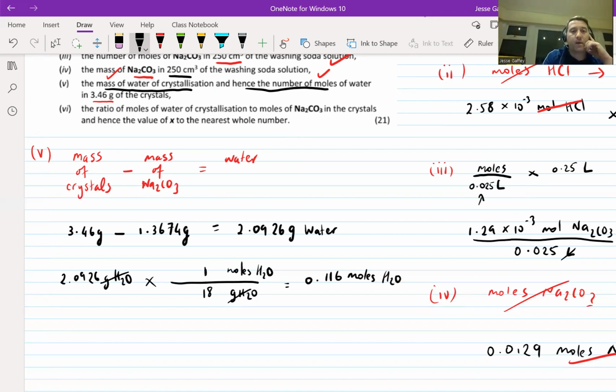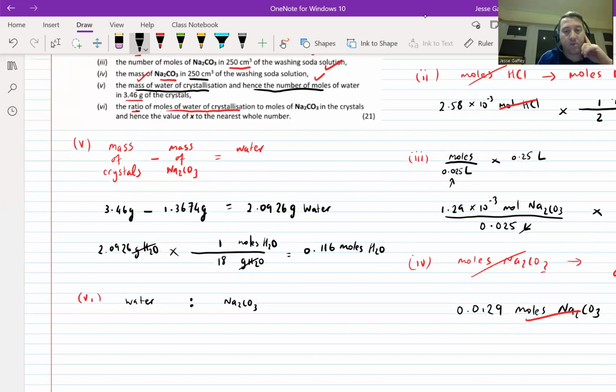All right, there's one more bit here, so there's quite a lot going on, but we're just following exactly what it says. It says, find the ratio of moles of water of crystallization to moles of Na2CO3 in the crystals. So what it's asking us to do, watch, it says find the ratio. So ratio, remember, is written like this, and it says moles of water to moles of Na2CO3 in the crystals, and hence the value of X to the nearest whole number.